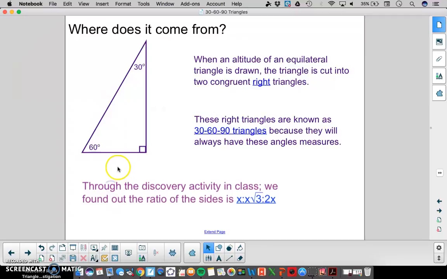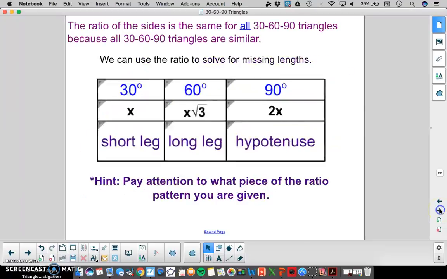Through the discovery lesson in class, we found out the ratio of the sides is x for the short leg, x root 3 for the longer leg, and 2x for the hypotenuse. And this common ratio will always be the same for 30, 60, 90s. Because of that, we can use the ratio to solve for missing lengths in that triangle. A hint with these problems is to pay attention to what piece of the ratio pattern you're given. That's going to determine how you solve the rest of the pattern.